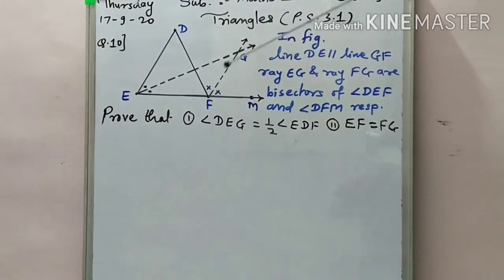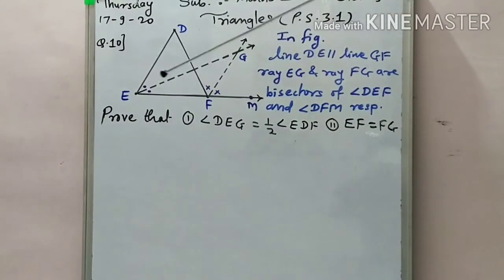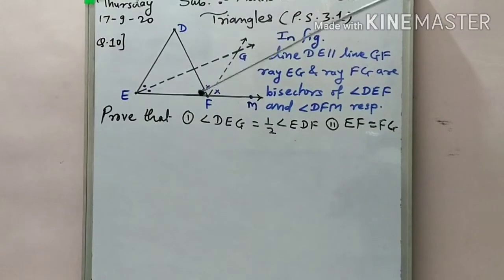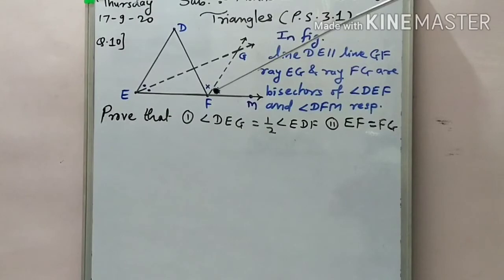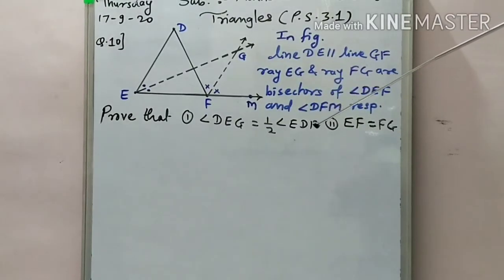ray EG and ray FG are bisectors of angle DEF and angle DFM respectively. So it is shown by this symbol. Bisector means it divides the given angle DEF into equal parts, and here also ray FG is the bisector of angle DFM. That means here we have two equal parts of that angle. Okay, then we have to prove that angle DEG is equal to half of angle EDF.